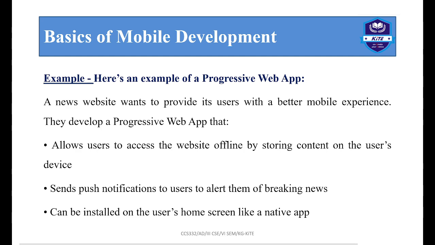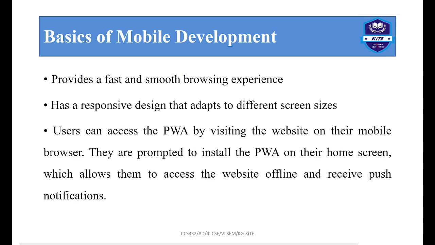For example, whenever you consider your website, in the right corner there is a tool that asks for installing it as an app. Once you click install, it starts to install the application. We'll see this later. Next, it provides a fast and smooth browsing experience and has a responsive design that adapts to different screen sizes. The user can access the PWA by visiting the website on their mobile browser.